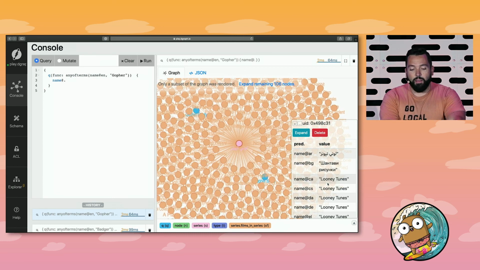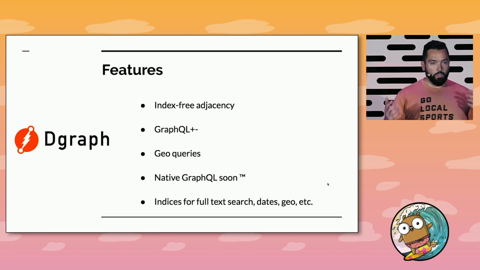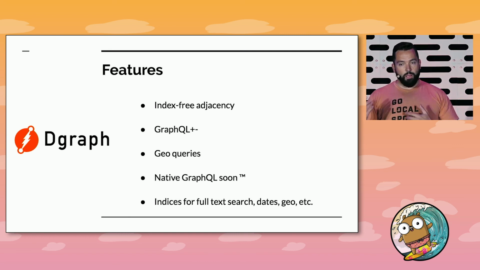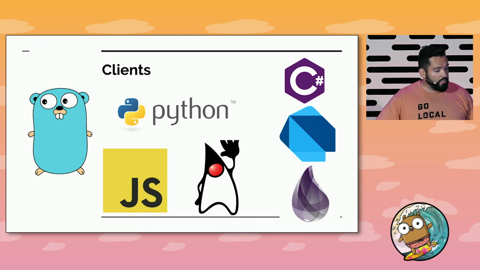Last but not least, we have index-free adjacency, which is what makes this possible and go so fast, running around a graph rather than having unions. We support GraphQL Plus Minus, and actual GraphQL soon. And also, we have a bunch of other features that I have to talk about. The cool thing, we have a bunch of clients. It's based on gRPC, so these clients use gRPC mostly.